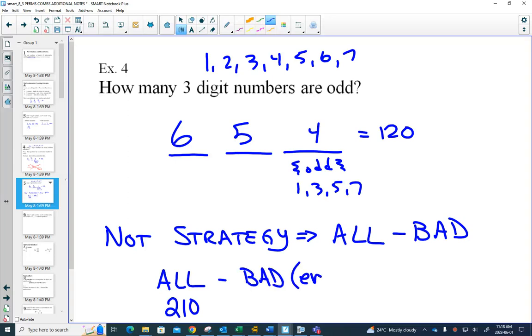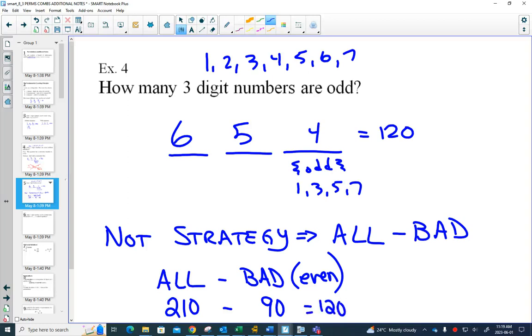The bad ones would be the even numbers, which we counted in example 3. There were 90 even numbers. Does it make sense that if you took all the numbers and subtracted all the even numbers, you would be left with all the odd numbers? And sure enough, the answer is exactly the same.